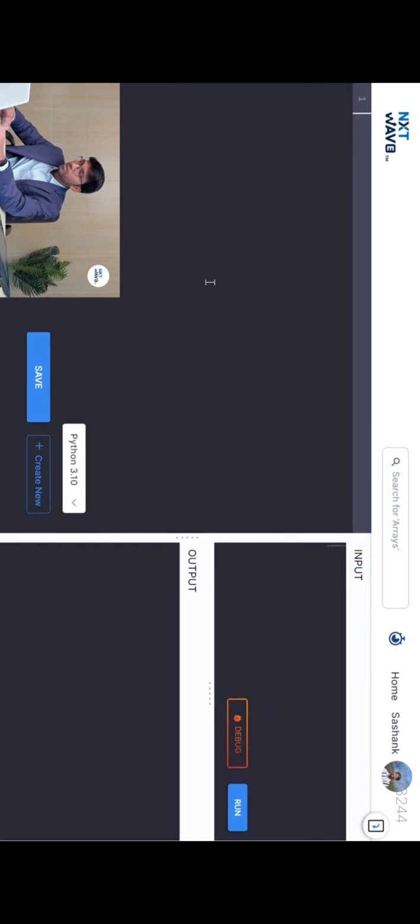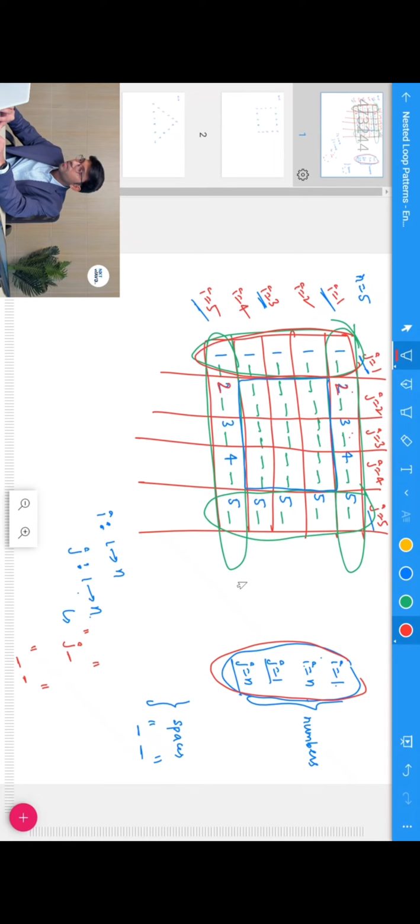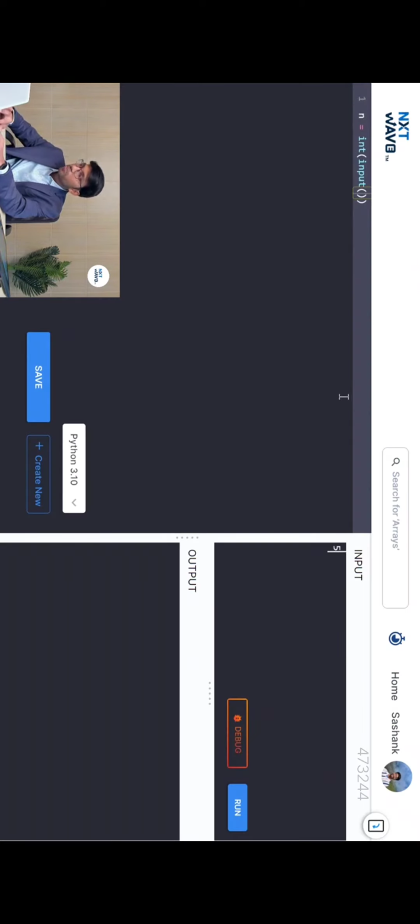So first we have to read the input, right? So n equals int of input. So let's give what's the input that is given here? 5. Okay. So let's give 5 as an input here. So we are reading the input.